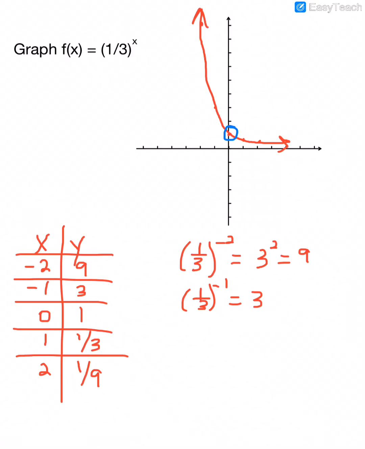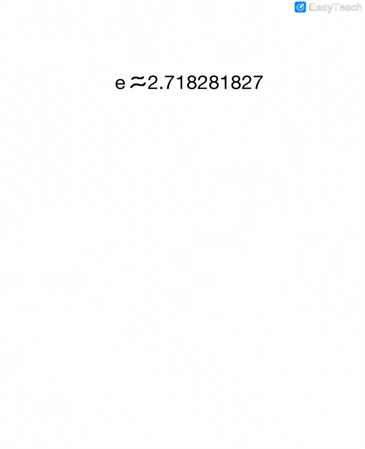Now, exponential functions are used in all different types of applications. We use exponential functions when we're talking about population growth, bacteria, viruses. We also use exponential functions when we're dealing with interest. And one number that is used in lots of exponential functions is the number e.